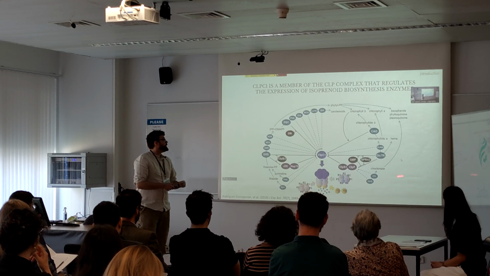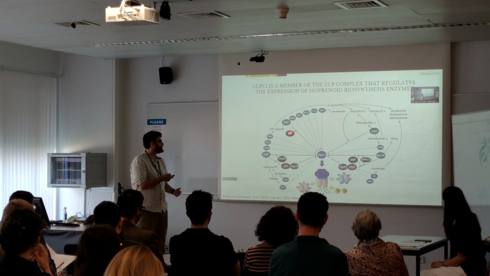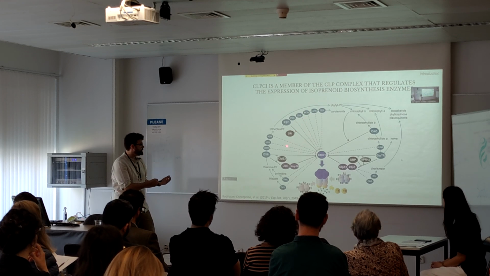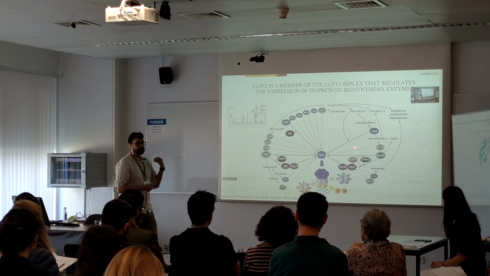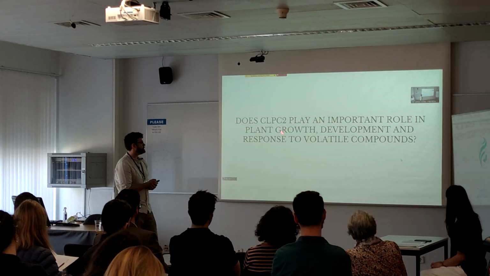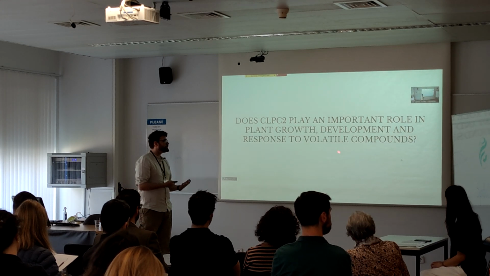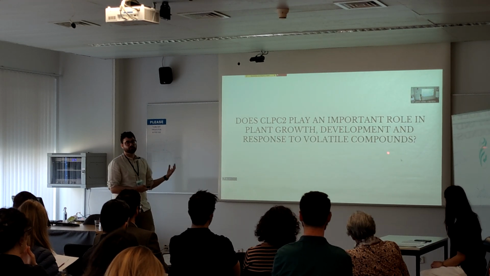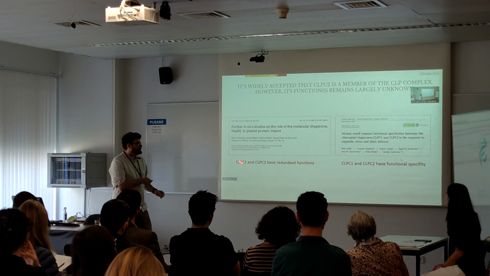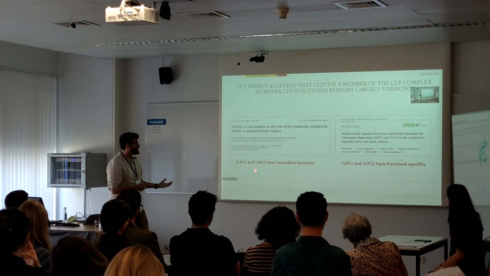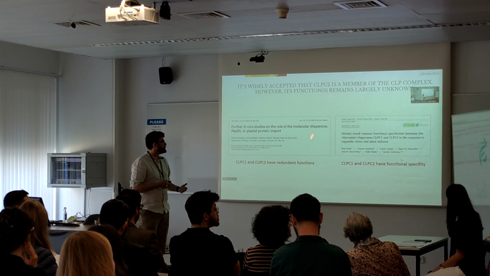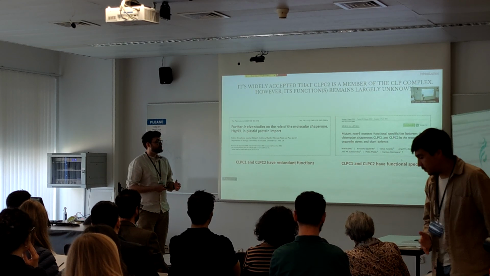We know that CLPC1 regulates different proteins involved in isoprenoid biosynthesis, the same enzymes that appear in the proteomic analysis of plants exposed to microbial volatiles. But does CLPC2 play an important role in plant growth, development, and response to volatile compounds? There are two different opinions. A previous paper described that CLPC1 and CLPC2 have redundant functions, and recently a publication appeared stating that CLPC1 and CLPC2 have functional specificity.